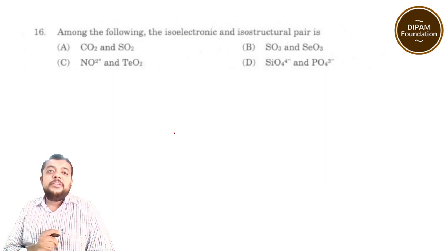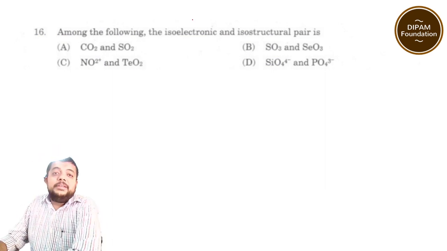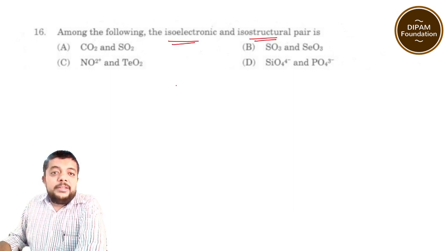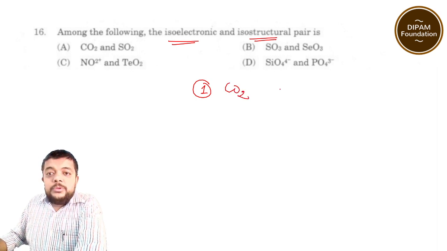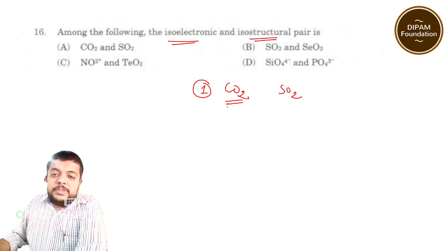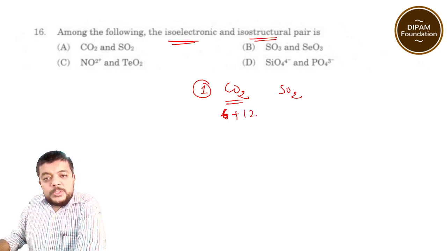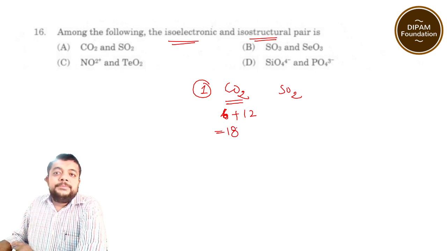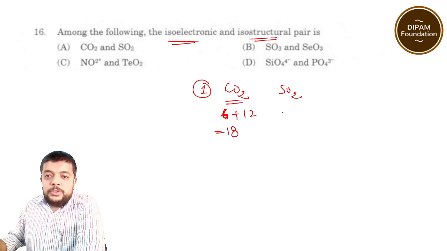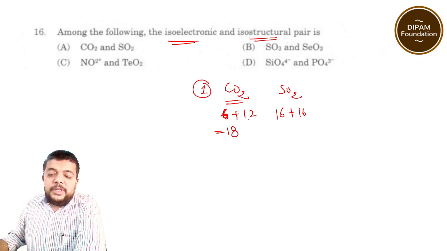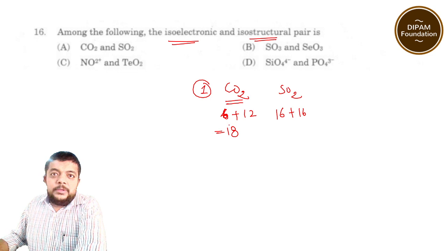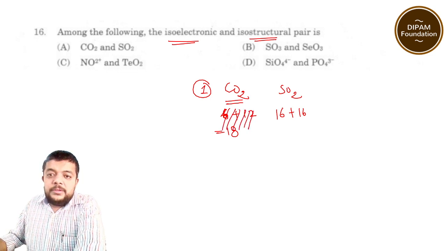Moving a step ahead. Among the following, the isoelectronic and isostructural pair is. Isoelectronic and isostructural pair means it has to be the same. CO2 and SO2. It is 6 electrons for carbon and 6 plus 6, 12 electrons for oxygen, so the total is 18. On the very contrary, over here you have 16 electrons for sulfur and 16 electrons for oxygen. Friends, I have committed a mistake over here, so I will just repeat it so that you do not get confused. Carbon has 6 electrons, one oxygen has 8, so it is 8 plus 8, 16, so the total will be 22.